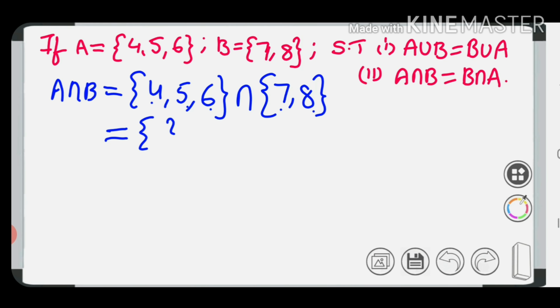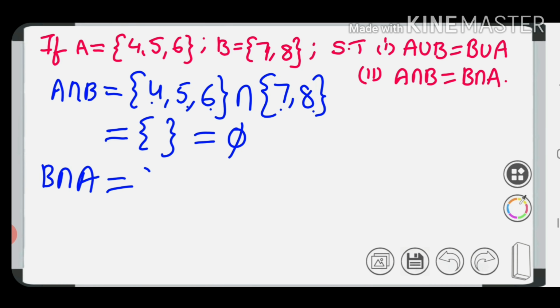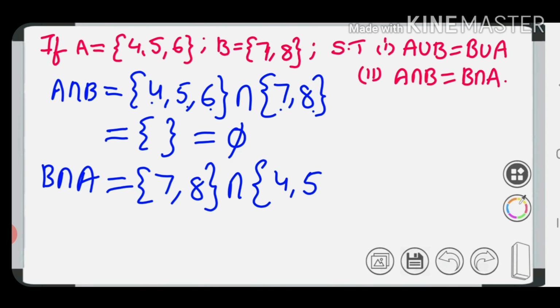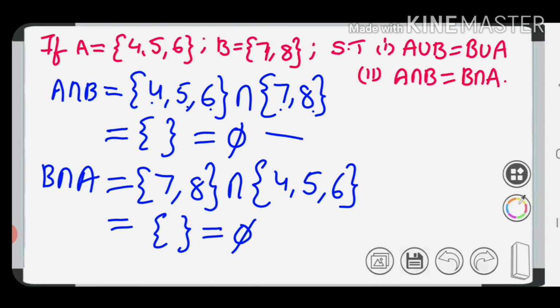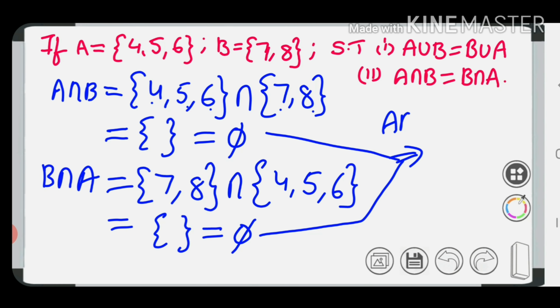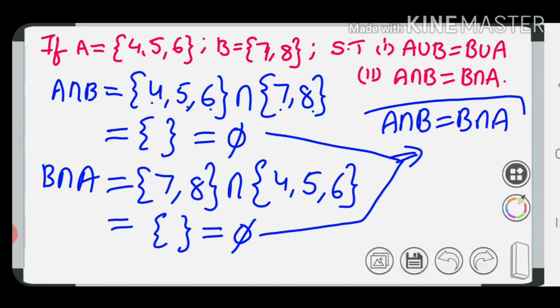So you have to write empty set like this. This is nothing but 5. Now do B intersection A. Here also in B intersection A we have to write {7, 8} intersection {4, 5, 6}. So here also no common elements, so we get empty set. If you observe these, both are same. That means this gives the result A intersection B is equal to B intersection A. Like this we can show this equality.